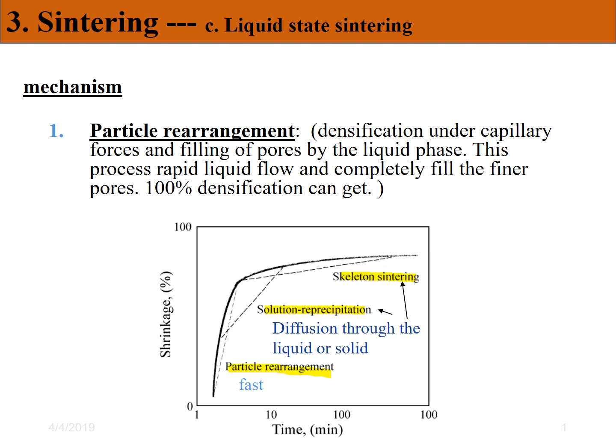So let's say the first stage, the particle rearrangement. As I said, the most important thing in liquid phase sintering is these large capillary forces, which are used to pull the particles in as fast as they can. Because of this, this process will allow about even 100% densification at the very beginning. You can see from this curve, it's a very fast rate.